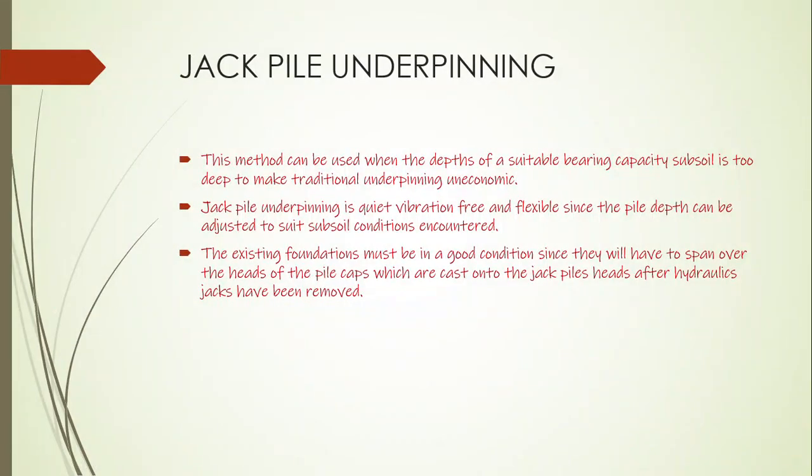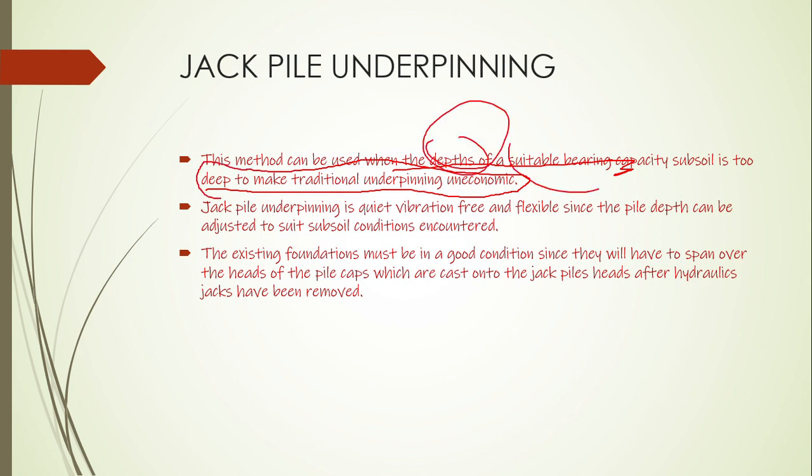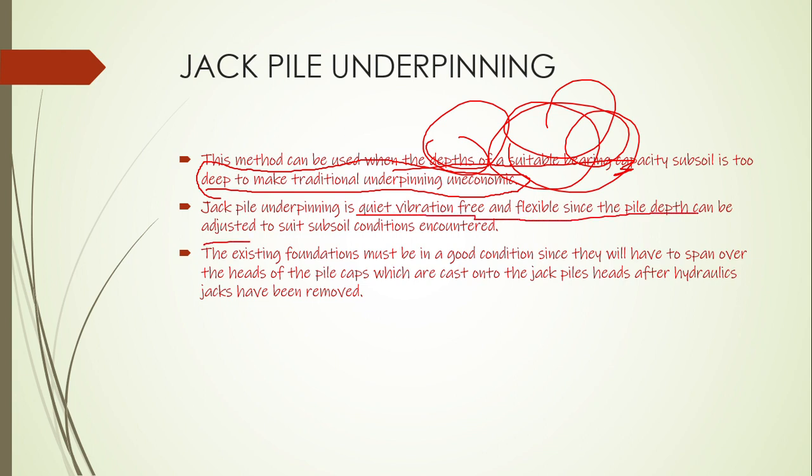And now let's go to jack pile underpinning. This method can be used when the depth of suitable bearing capacity subsoil is too deep to make traditional underpinning uneconomic. So this method is used when the depth of suitable bearing capacity is too deep. Jack pile underpinning is quite vibration free and flexible since the pile depth can be adjusted to suit subsoil conditions encountered.